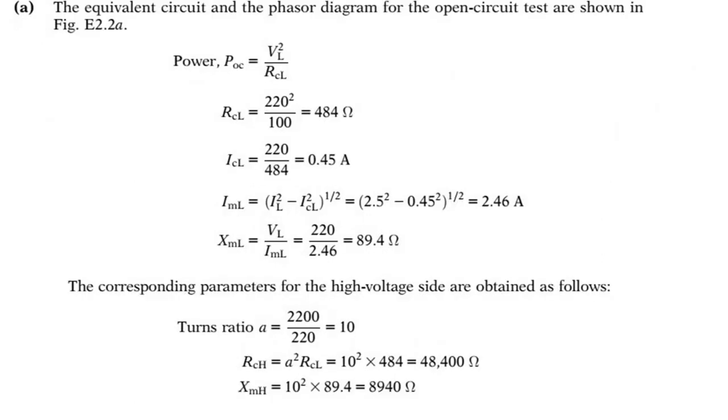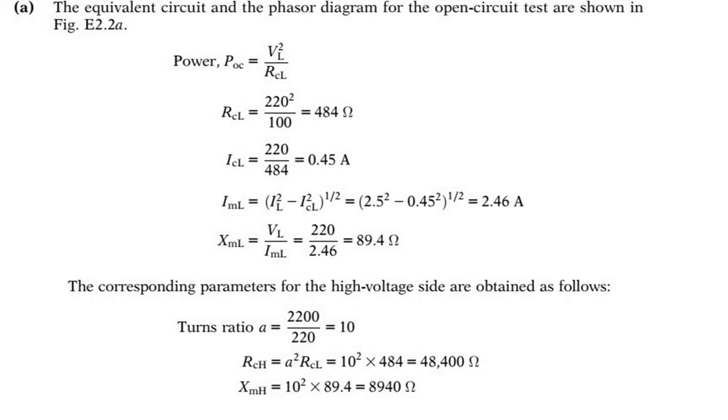The equivalent circuit and phasor diagram for the open circuit test are shown in the figure. Power is equal to VL squared divided by RCL. RCL is equal to 220 squared divided by 100, which is 484 ohms. ICL is equal to 220 divided by 484, which is 0.45 amps. IML is equal to IL minus ICL, that is 2.5 minus 0.45, which is 2.46 amps. XML is equal to VL divided by IML, which is 220 divided by 2.46, equal to 89.4 ohms.